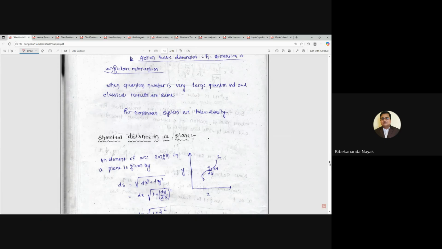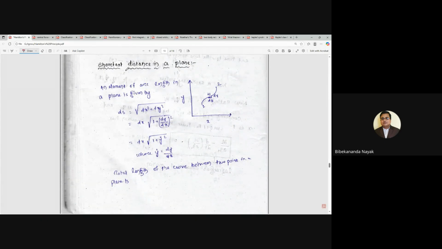Actually, show the shortest distance in a plane. Find the shortest distance between two points in a plane using the principle of variation. We have two points given, 1 and 2. Find the shortest distance between them. We know that for the shortest distance, meaning the exact path, the integration of f dx is equal to 0, meaning the variation is stationary or constant, so its variation is 0. Okay. So for each problem, we have to find the f.